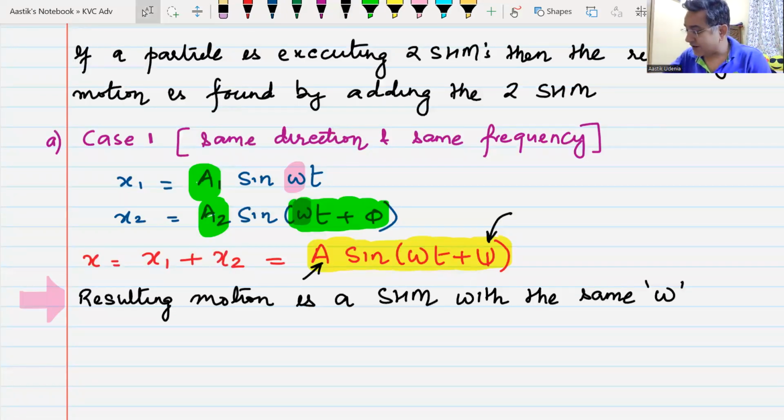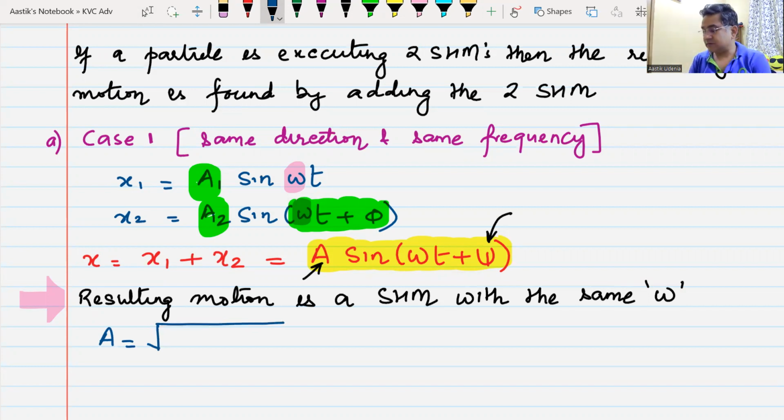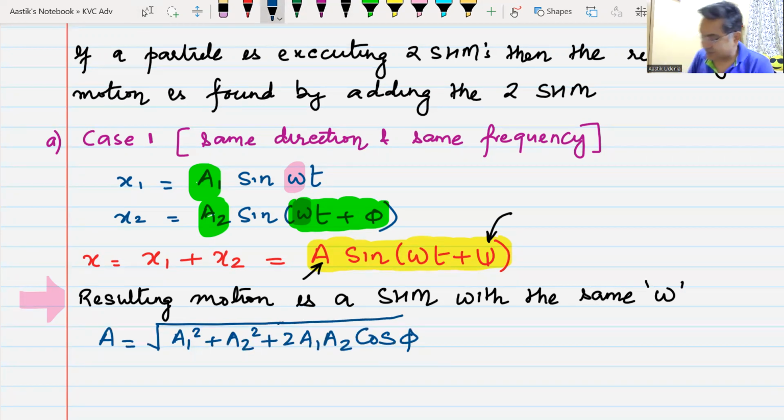You can straight away write the value of amplitude A as under root of what? A1 square plus A2 square, sir. A1 square plus A2 square plus 2 times A1 A2 cos phi. Does this remind you of something that we have already done? Resultant of two vectors. This is the resultant of two vectors.